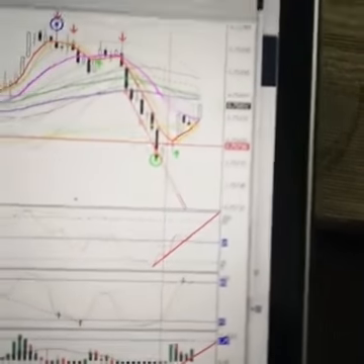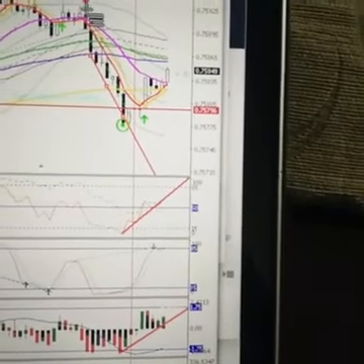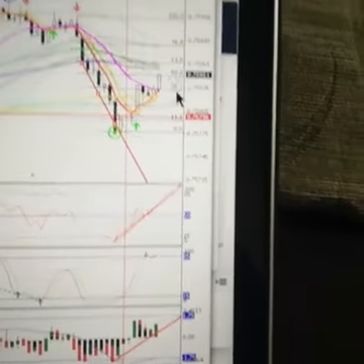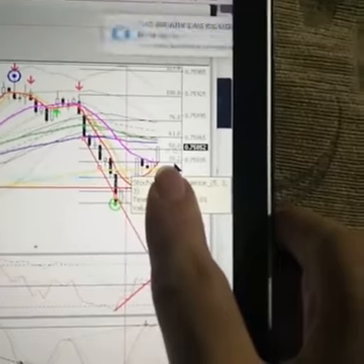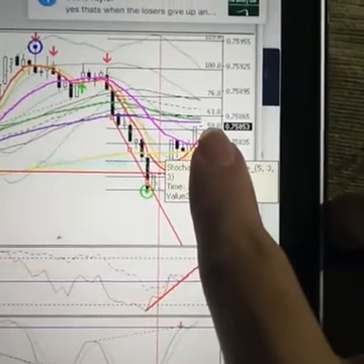Hey there, Roy. And this one, this finish, as you can see, was on the 38.2% retrace, and now it's going for the 50%.